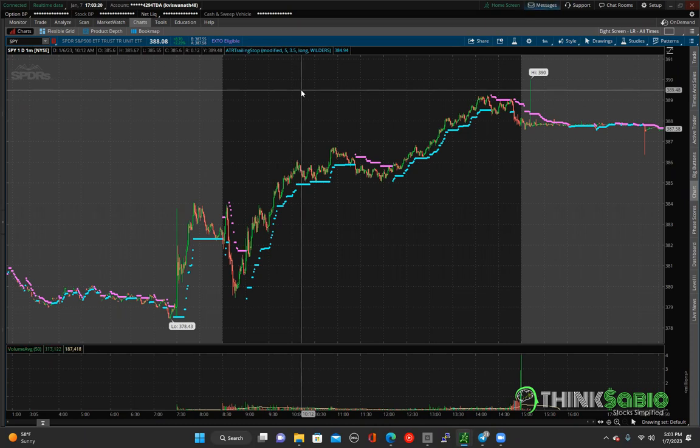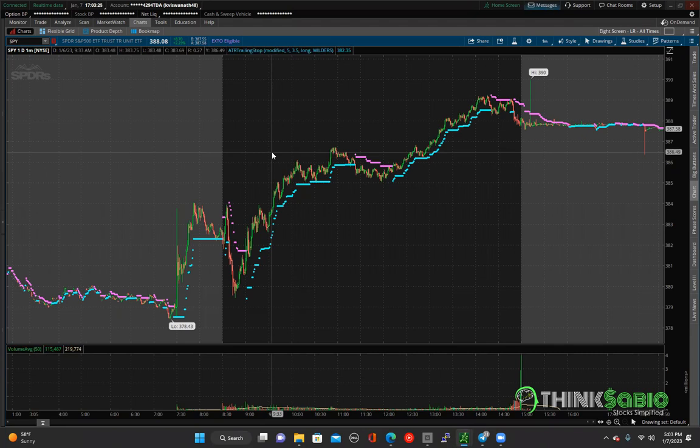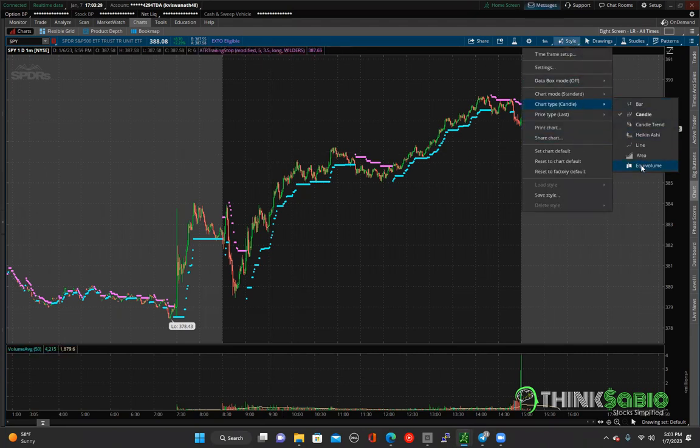Hi, Vishwa. A couple of questions. Sure. In the equivolume chart type, it doesn't show the open and close.